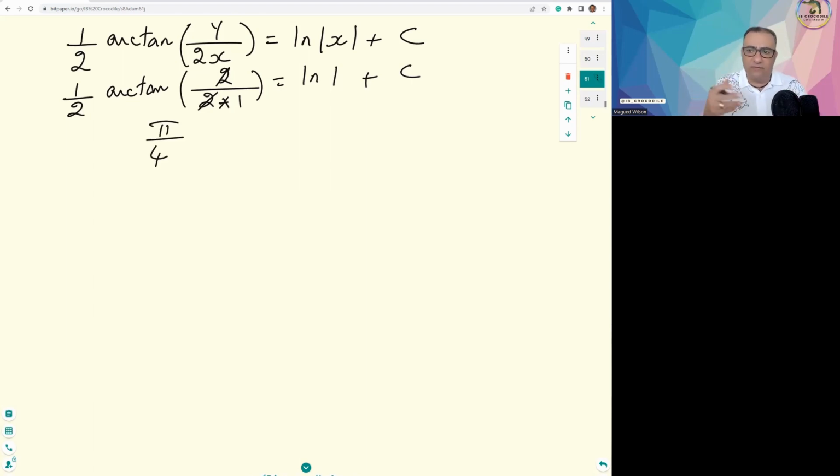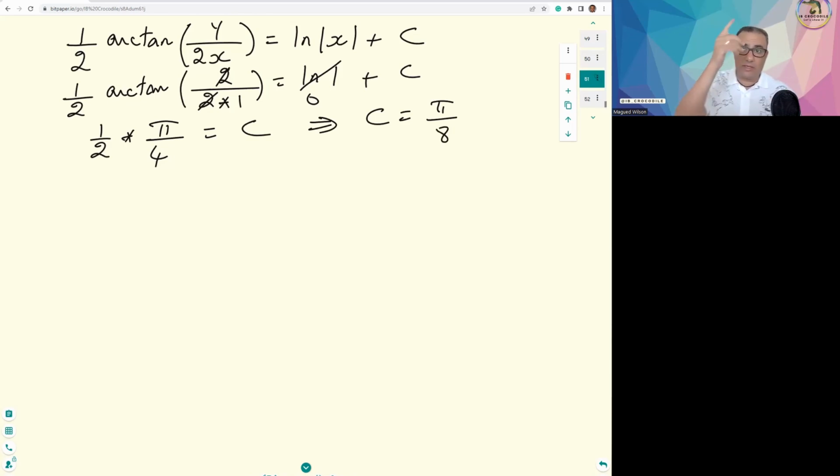And of course here we use radians every time, by default. You use radians all the time if you work with differential calculus or integral calculus. So I have 1 over 2 times pi over 4 is equal to ln 1, which is 0. So this term is gone, right? And that is a constant. So the constant is basically pi on 8.